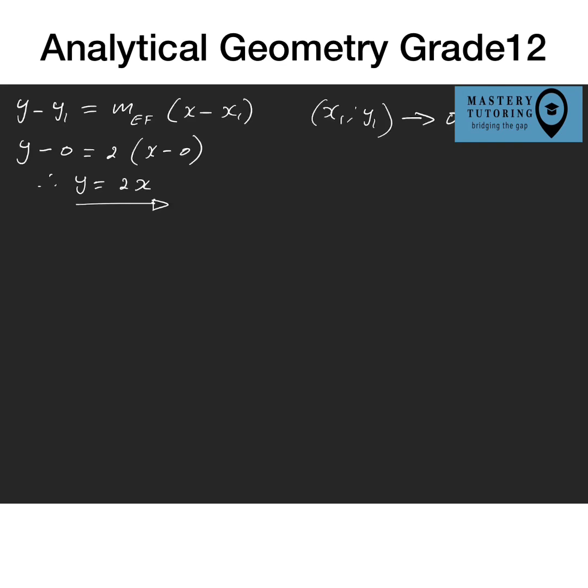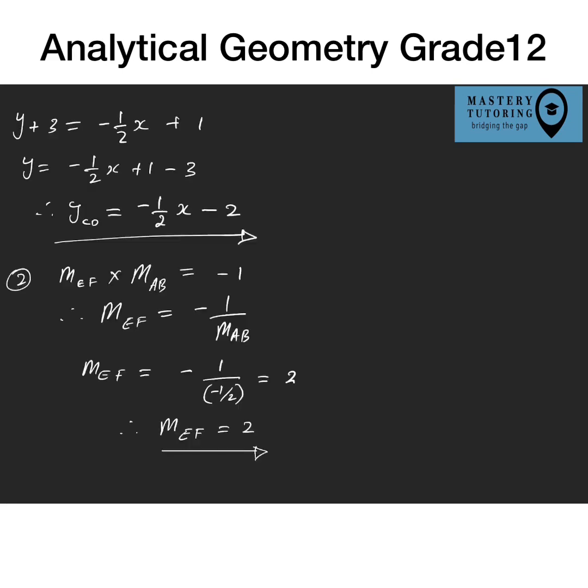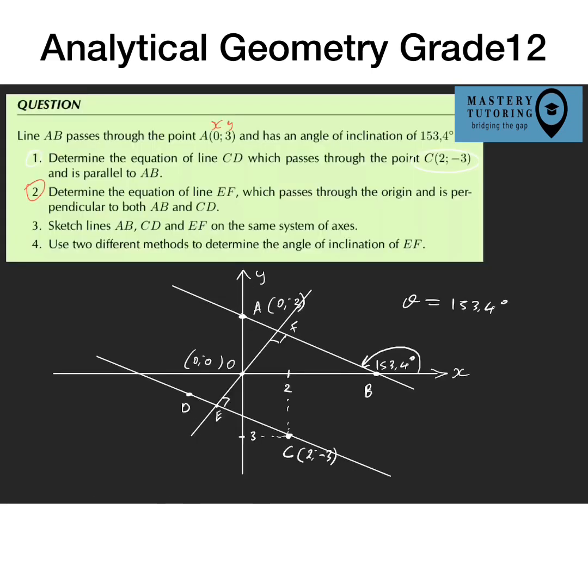Okay, so now let us move to question 3. Question 3 says we need to sketch lines AB, CD, and EF on the same system of axes. We've already done that. This is the diagram here that shows all this information. So we have line AB here, we have line CD, which is this line there, and then also we have line EF. But what we need to do now is to show these equations that we've calculated on our diagram.